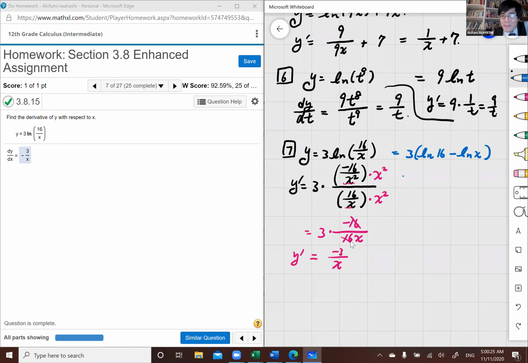Okay, now let's differentiate this one. Let's expand this first, because it's easier to understand. Forget about the dash, it's still y. Now, when you differentiate this, notice ln 16 is just a number, a constant, so the derivative of this part will be 0. And the derivative of ln x is going to be 1 over x. So it's going to be minus 3 over x. If you understand some properties of log, sometimes the calculation becomes much faster and simpler than if you directly differentiate this.